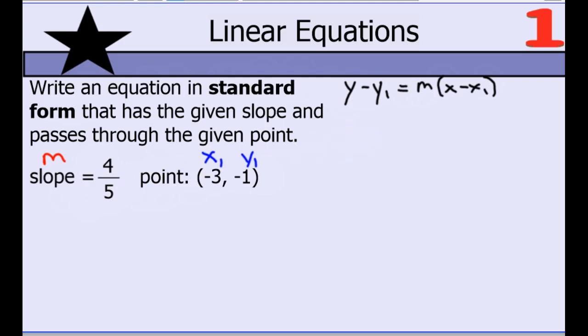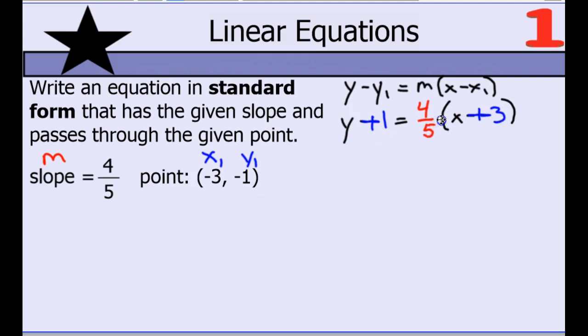So if we were then to write this in point slope form, we would have y minus our y1, which we said was -1. Two negatives in a row, we can make it positive, so it's a +1, equals our m, which we said was 4/5, times x minus x1, and we said our x1 was -3. Two negatives in a row make a positive. So our equation is y plus 1 equals 4/5 times x plus 3.